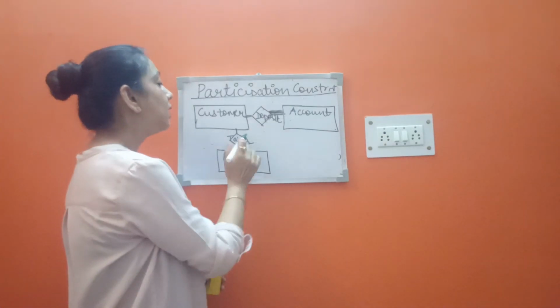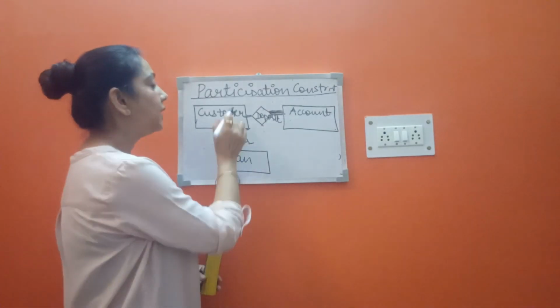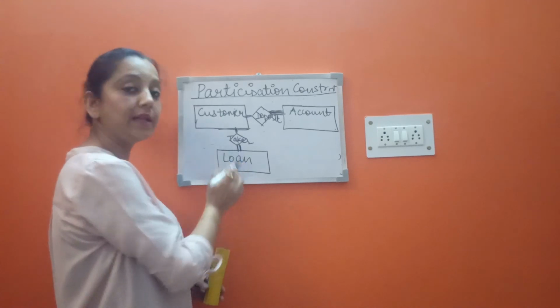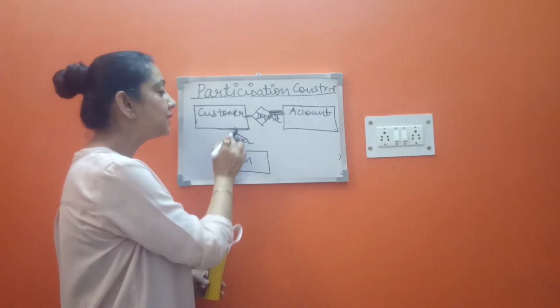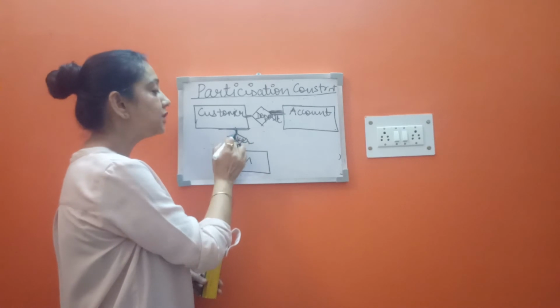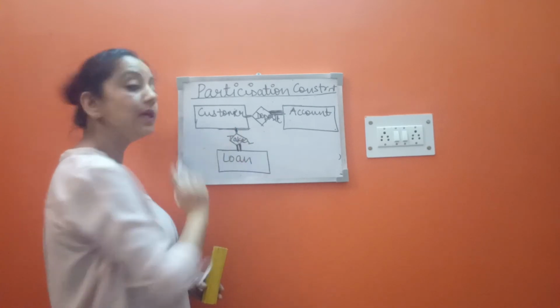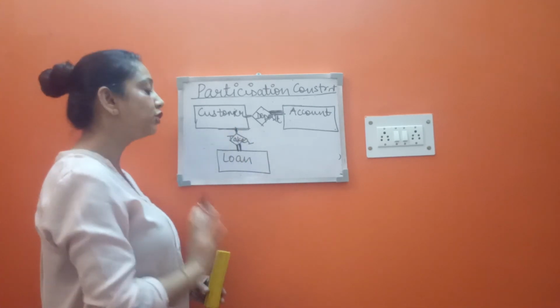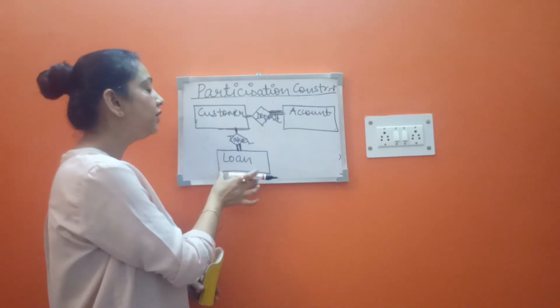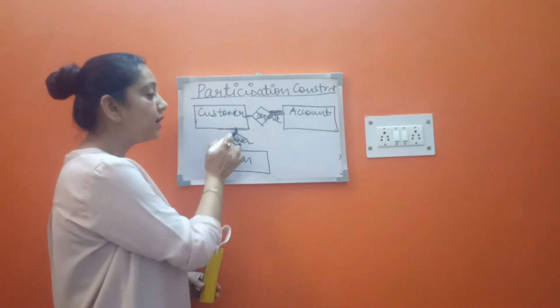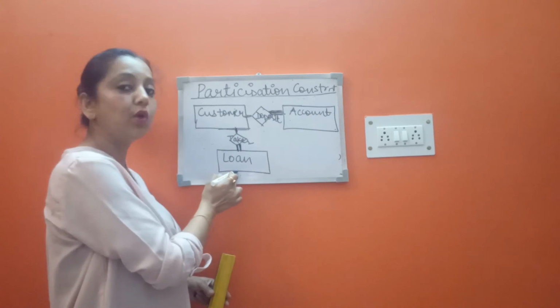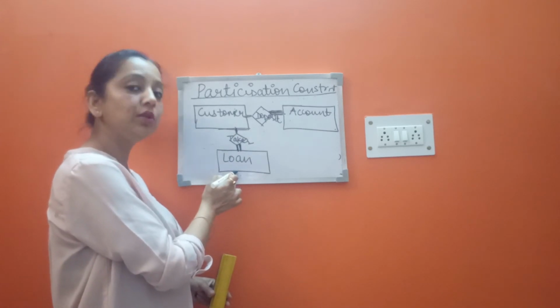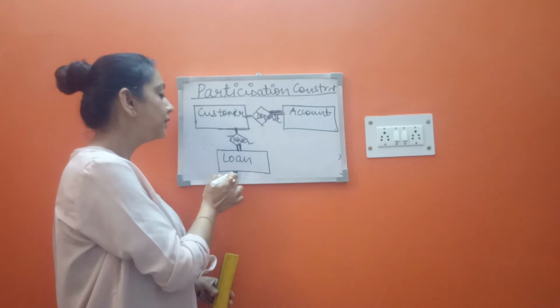Next is the relationship between customer and the loan entity set. Now every person who takes a loan from the bank is a customer of the bank. That is for sure. That means the relationship between loan and customer is that every person who takes a loan is a customer of the bank, because in order to take a loan from the bank you need to have an account of that bank.